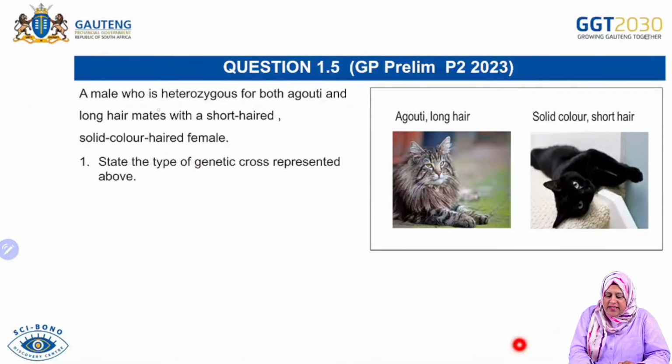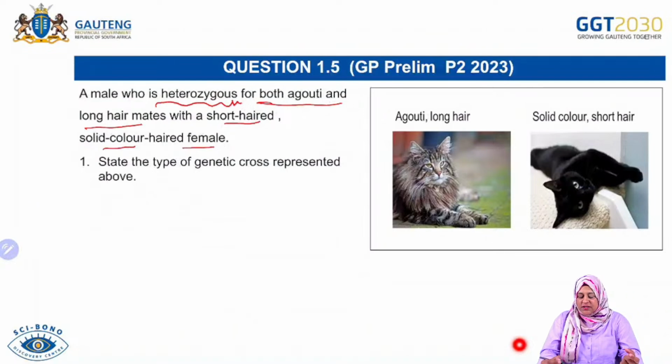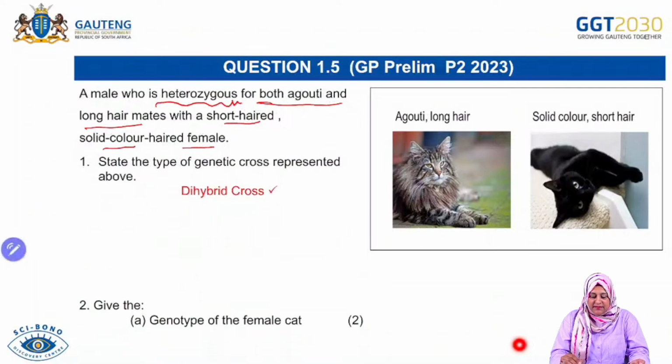A male who is heterozygous for both agouti and long hair, right, is mated with a short-haired, solid color-haired female. If he is heterozygous, remember he's showing the dominant characteristics, but we are saying he is heterozygous. Let's answer the question first. The type of cross is a dihybrid cross, we said that, right?